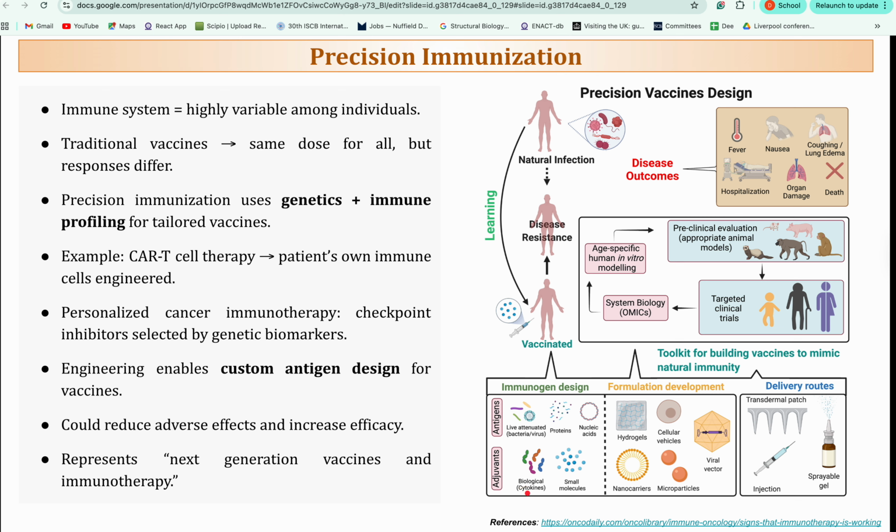And then there are the adjuvants, which are the cytokines and small molecules. It also helps us with formulation development, how to deliver these drugs: the hydrogels, cellular vehicles, viral vectors, microparticles, nanocarriers. So we keep our drugs in these. And then delivery routes, how to deliver that particular drug. It could be a transdermal patch, injection, or sprayable gels. So this is how the precision vaccine design generally takes place.